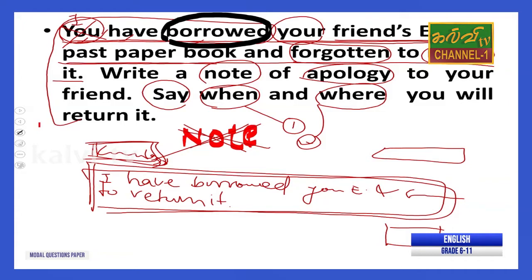So when you write your sentence, you want to give your reason. Why did you forget? Because this book is very necessary for him also. Why? He is going to face his exam. So after writing the sentence, you want to give your reason. The reason should be given there. So, I have borrowed your English past paper book and forgotten to return it.